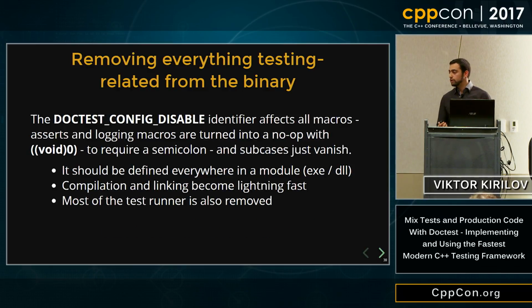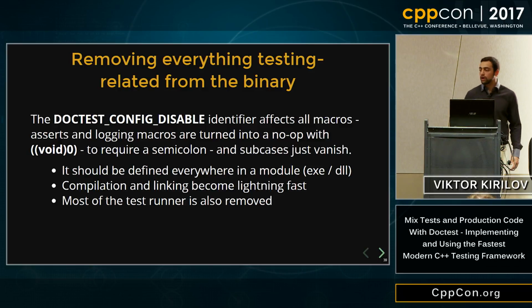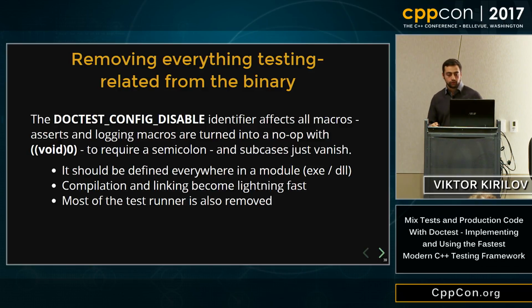But we can take it a step further, because even if the test cases won't be instantiated, there's still a lot of code which has to be parsed. So we can also turn every assertion macro into a no-op using the void of 0, which is also used to require the semicolon which the user has written after the assert. Also, subcases just vanish, and most of the test runner is removed from the binary. Only a few stubs are left, because if you have called Doctest on your own in your main function, that means you have created a context and you have called run on it, etc. So these functions are still present as stubs.